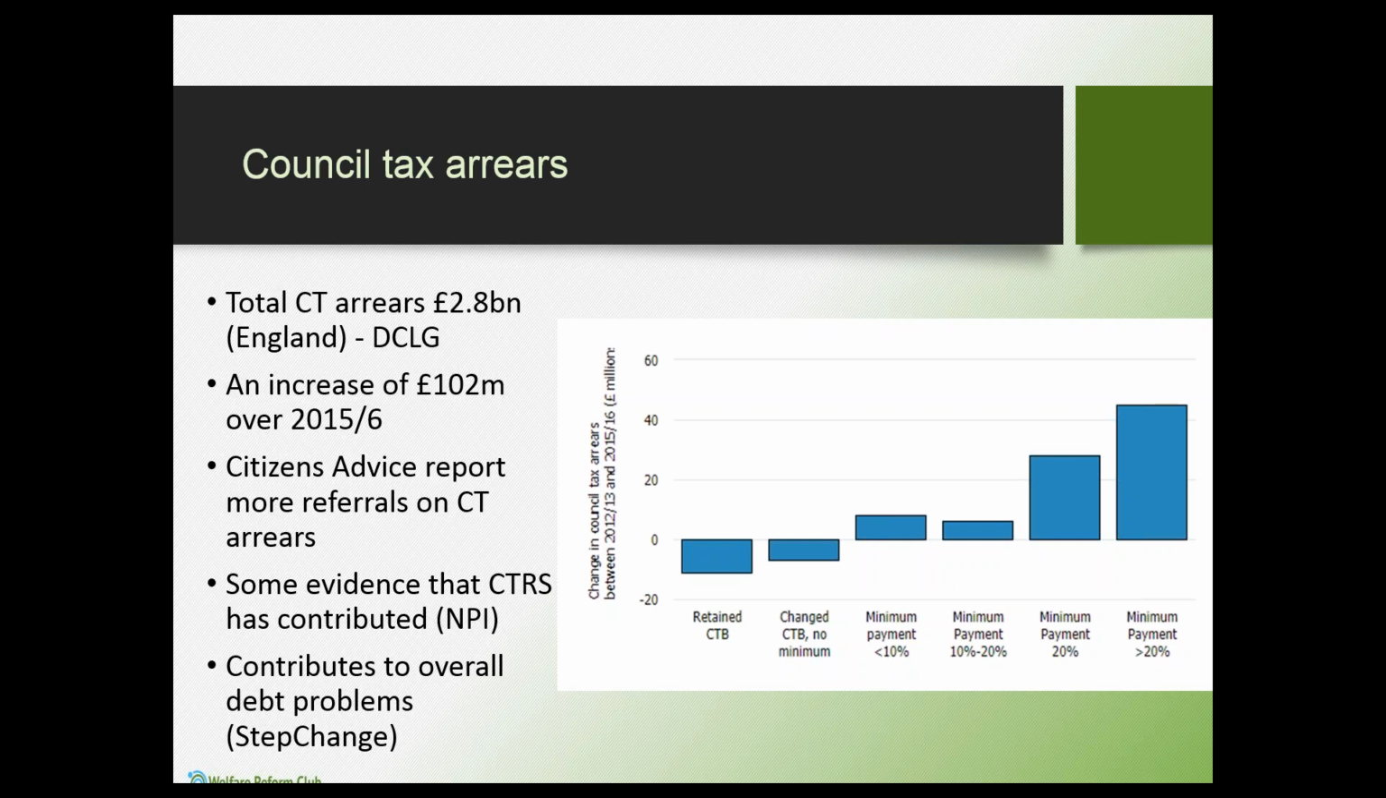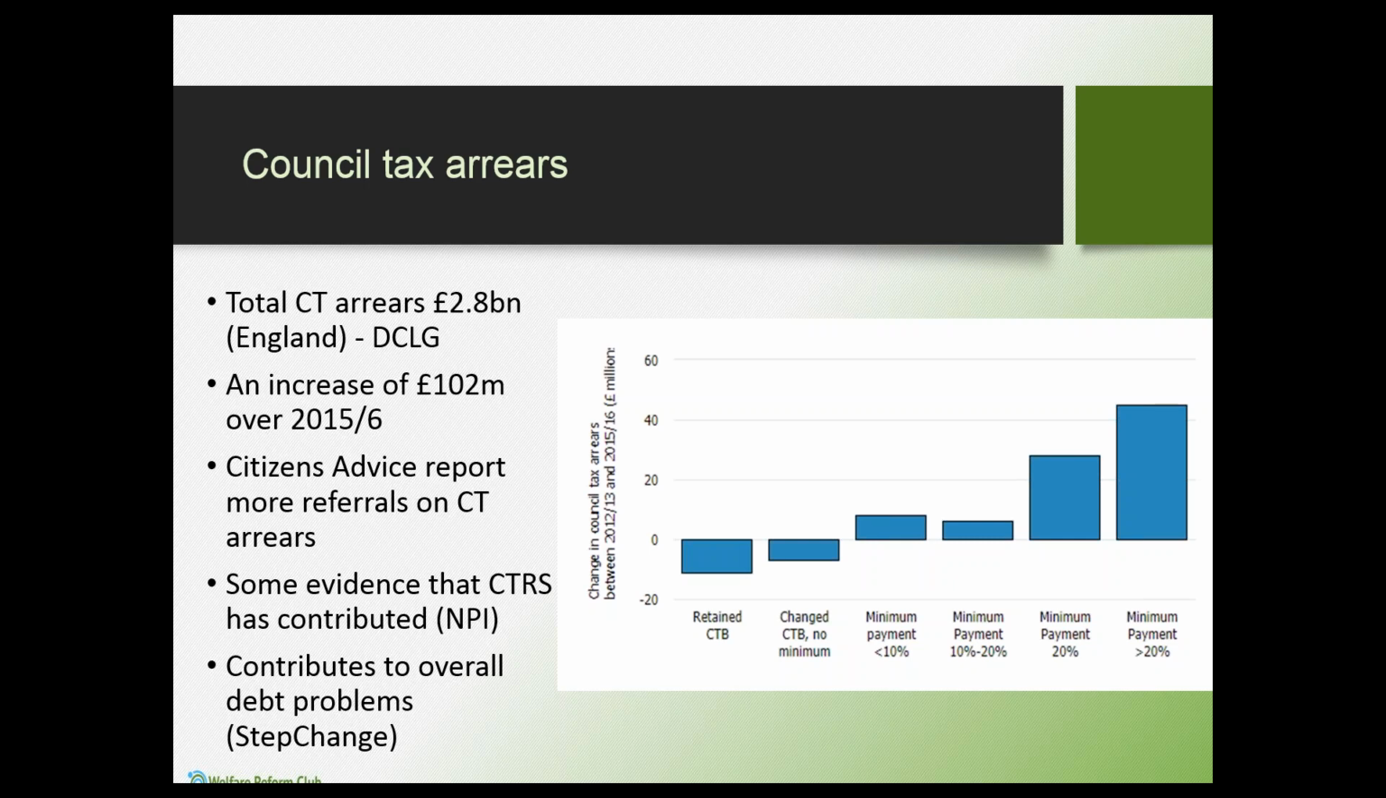And you can see this graph, which actually shows, you won't be able to read it, but it shows the change in council tax arrears between 2012-13 and 2015-16. And it's divided up into authorities who have retained CTB all the way up to those who have put in a cut of 20% or more. So what's happening here is that those who have retained or only marginally changed CTB have actually improved their arrears collection. As soon as you start introducing some form of cuts, then arrears start to develop and become very significant, or certainly more significant, 40 million or so in those authorities who have a minimum payment of more than 20%. So there is no doubt that council tax arrears have come about because of this policy, but it's the extent of it, the size of it, the scale of it that is at issue.